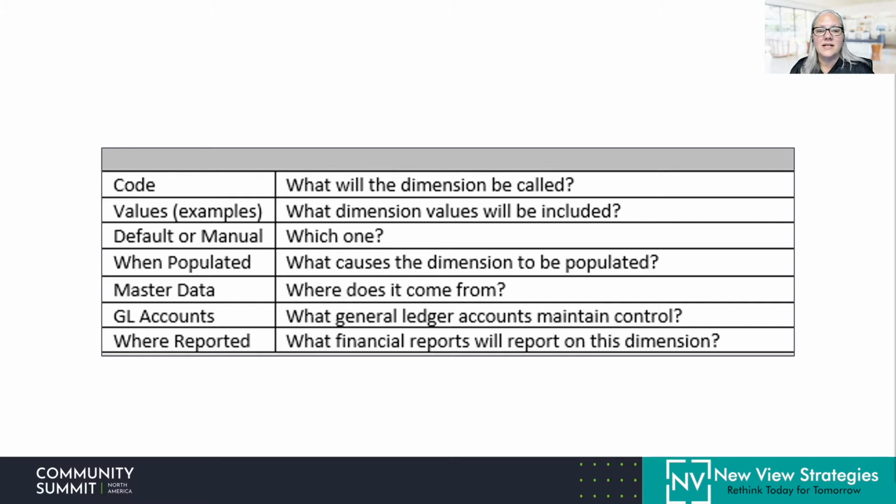Okay, understanding, especially for default dimensions, where that dimension comes from is important. It's always going to come from your master data, from your customer, your vendor, your item. So defining where that comes from, so that we remember when we get further along in our process that when master data is set up, these dimensions must be included, is part of the process.